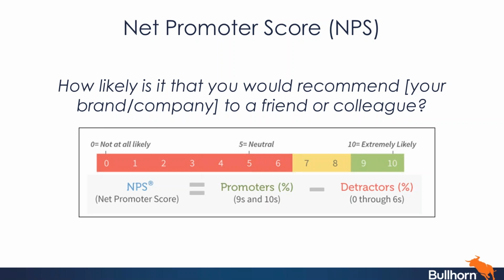What we're really striving for are those scores of a 9 or 10. The contacts that give you that score of 9 or 10, that means they are very satisfied with your business, and they absolutely are going to recommend you to a friend or colleague. Now, when you have enough data collected, you're going to be able to find your NPS score by subtracting the percentage of detractors from the percentage of promoters. Good news is you don't really have to figure that out yourself. Bullhorn will do the math for you.